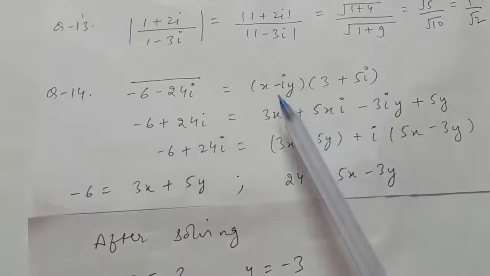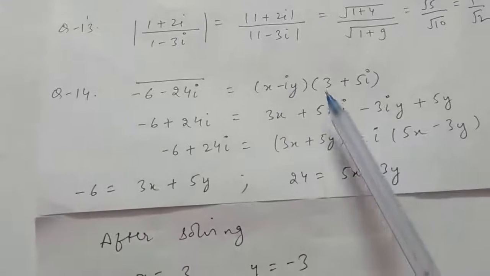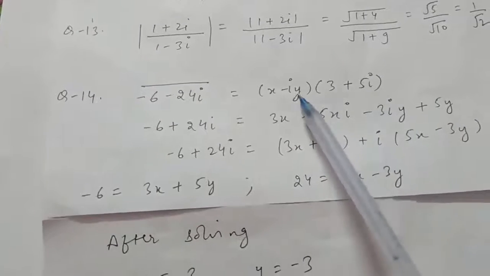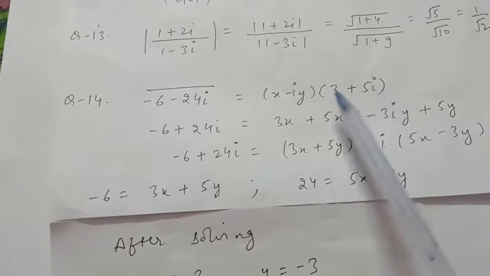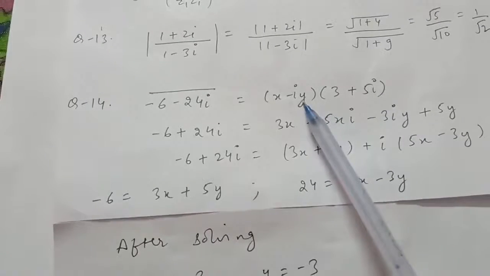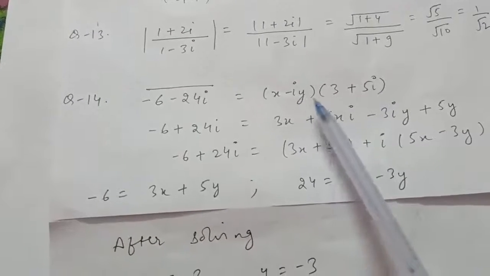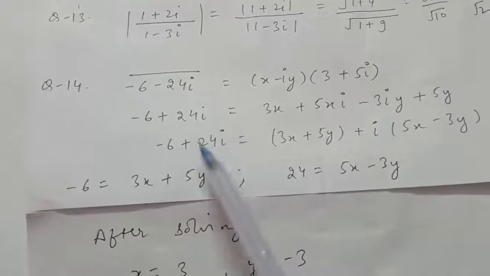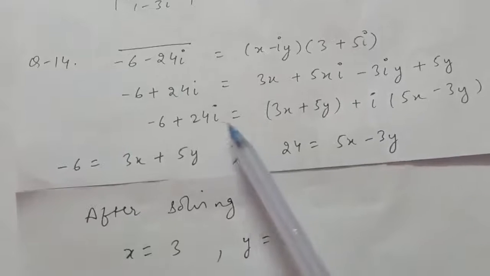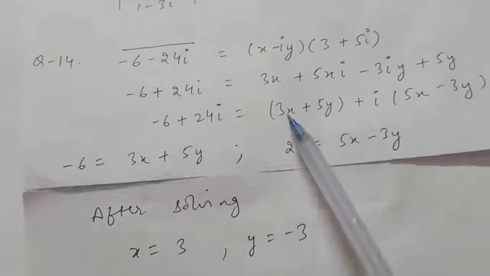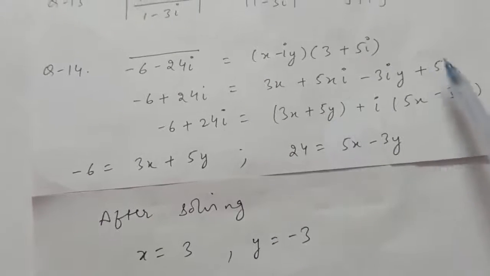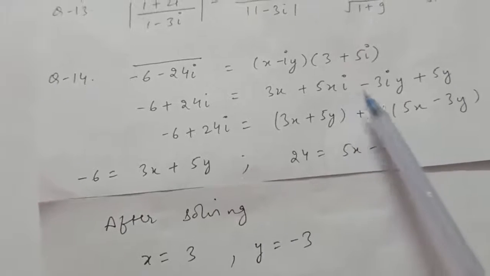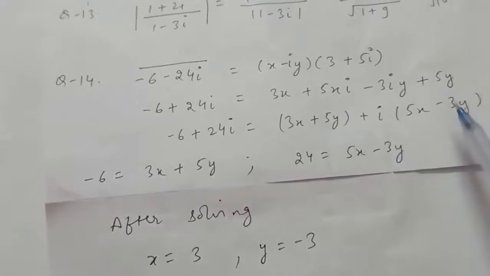Now the conjugate of minus 6 minus 24 iota is minus 6 plus 24 iota, equal to, multiplying these two, you will get 3x plus 5x iota minus 3 iota y and minus 5y iota square. And when you put the value of iota square as minus 1, you will get plus 5y, right? Now this is minus 6 plus 24 iota equal to (3x plus 5y), taking the real part together, plus iota times the imaginary part (5x minus 3y), right?